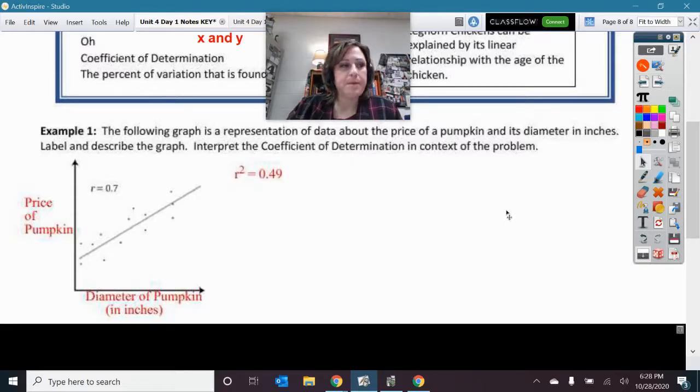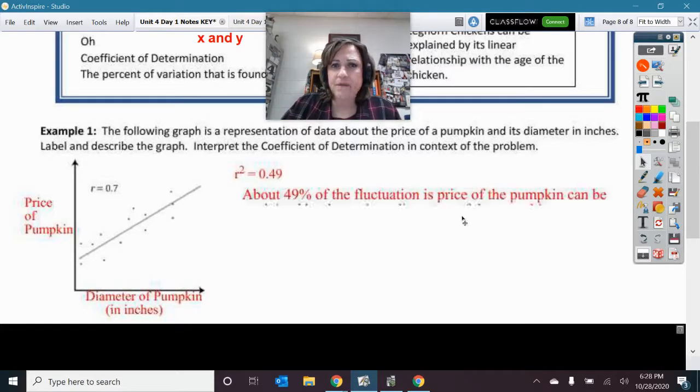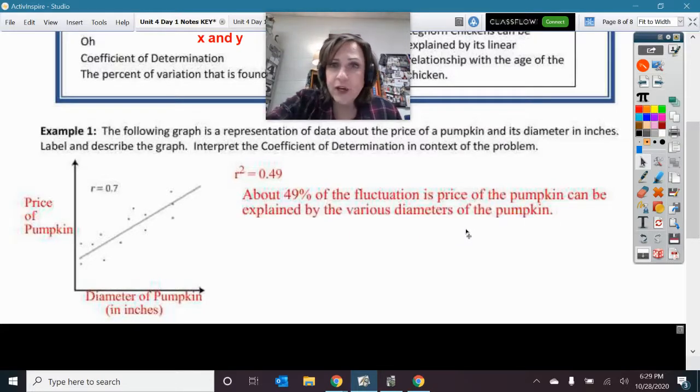0.49. Okay. Now, R squared is always going to be stated in percent of variation in the Y. So think about that. Our Y, of course, is that price per pumpkin. So about 49% of that fluctuation or changes in the price of the pumpkin can be explained by the various diameters of the pumpkin.